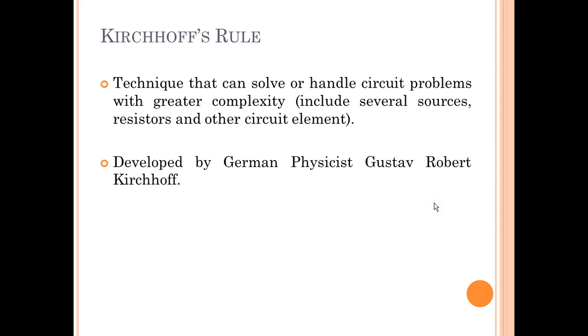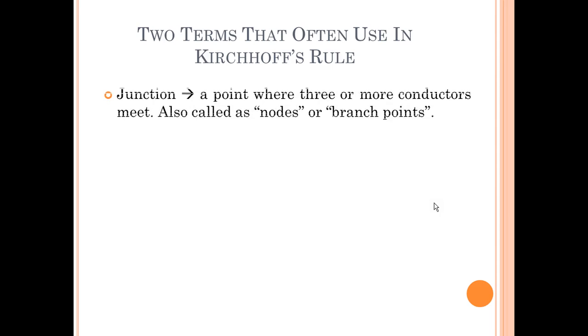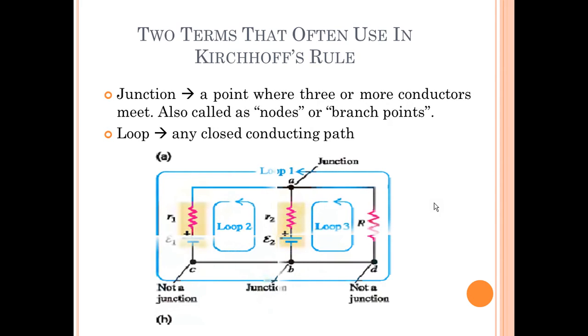Okay, so Kirchhoff's rules were developed by the German physicist Gustav Robert Kirchhoff, and are sometimes referred to as the voltage rule. Now, the two terms that we use often in Kirchhoff's rules are the junction and the loop. It is necessary for us to define these terms as we make use of them or refer to them from time to time.